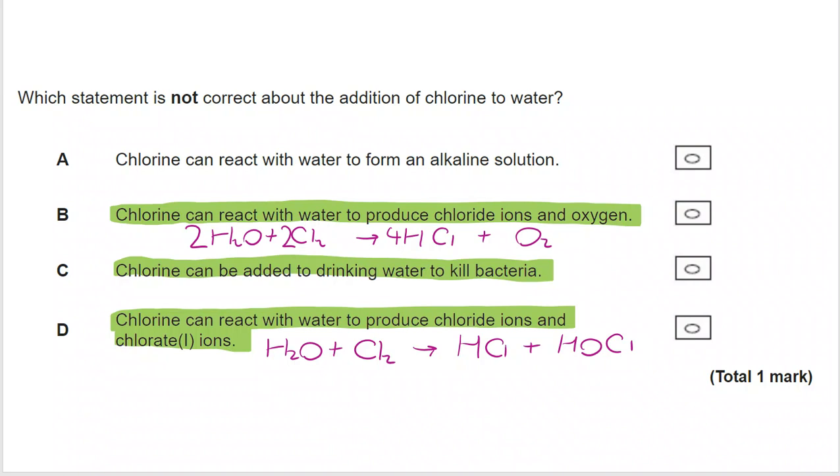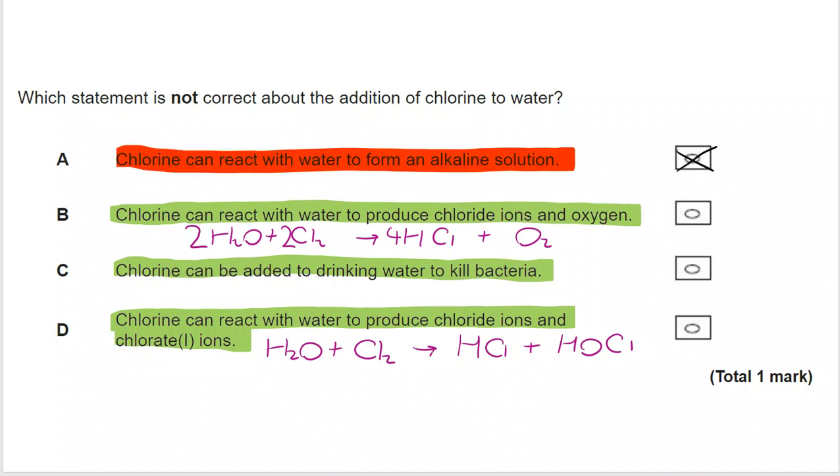So that leaves us with the first one. Chlorine can react with water to form an alkaline solution. Well, actually, D has shown us we're making something that's acidic, not alkali. So the correct answer for being an incorrect statement is A.